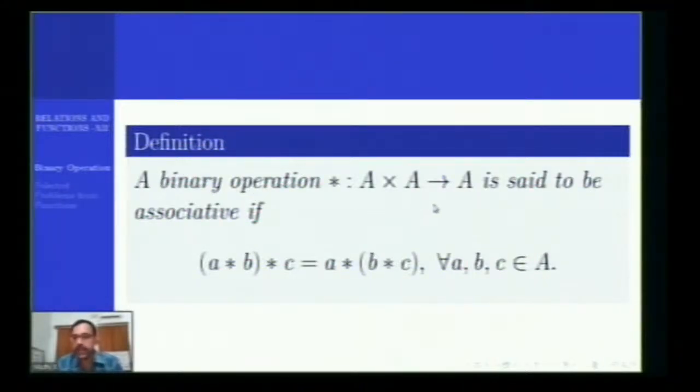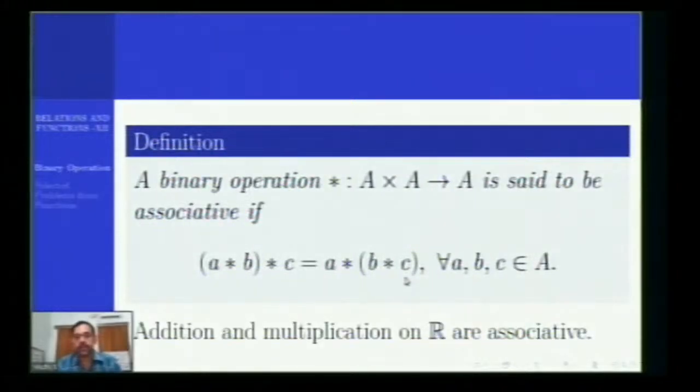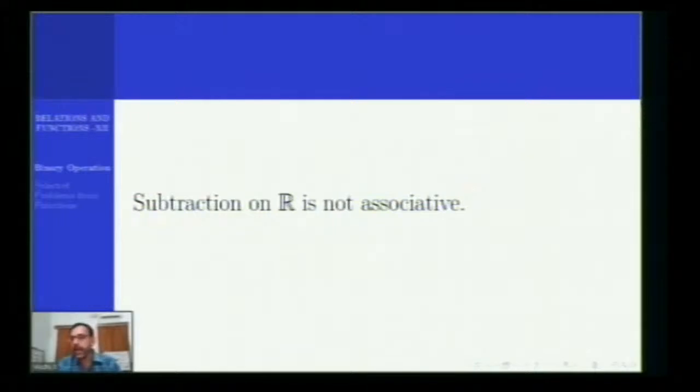So a binary operation is said to be associative if (A star B) star C equals A star (B star C) for every A, B, C in A. Again, this property is for an operation, so it should be true for every element. Okay, this is binary associativity. Clearly you can check addition and multiplication on R are associative, which all our viewers have studied in their high school classes. Now, subtraction on R is not associative.